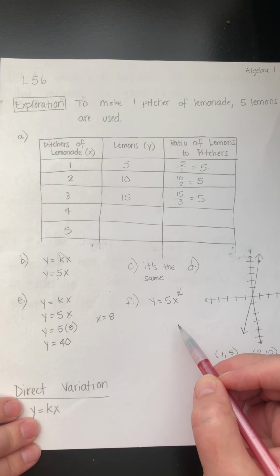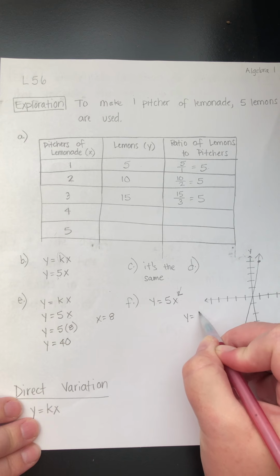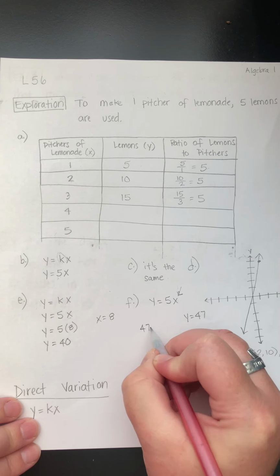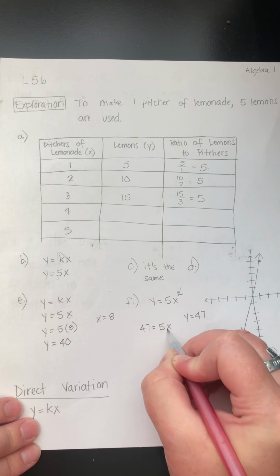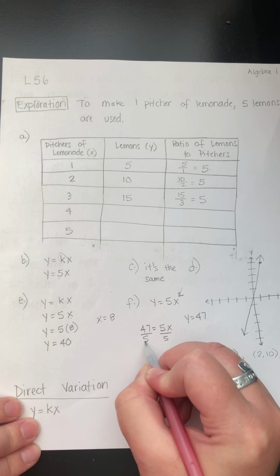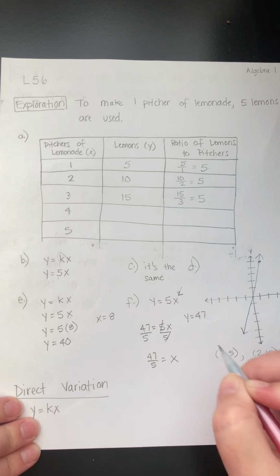Okay, and it tells us that there are 47 lemons. So in this case, y equals 47. We'll plug that in and solve for x. So 47 equals 5 times x. To solve for x, you divide both sides by 5. So we have 47 over 5 equals x, because these cancel.